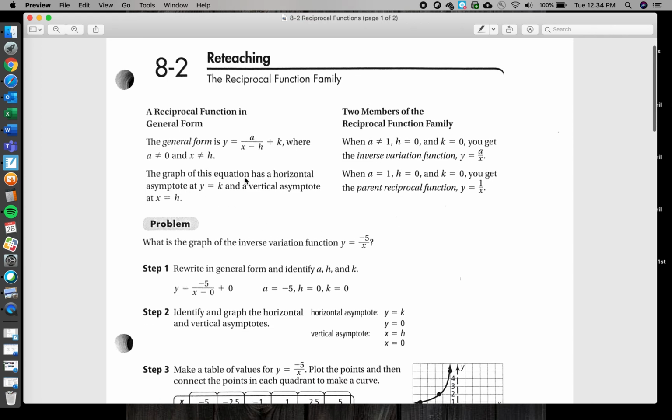Notice there's going to be a horizontal asymptote at y equals k. So wherever your vertical shift is, there's a horizontal asymptote that shifts with it. There's also going to be a vertical asymptote at x equals h. Wherever would make the denominator equal to 0 is where you're going to end up with a vertical asymptote, whatever value of x.